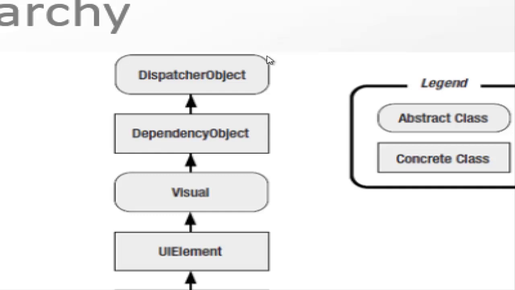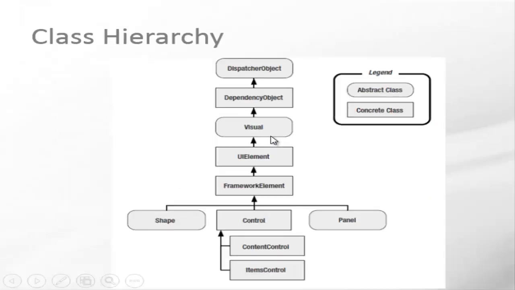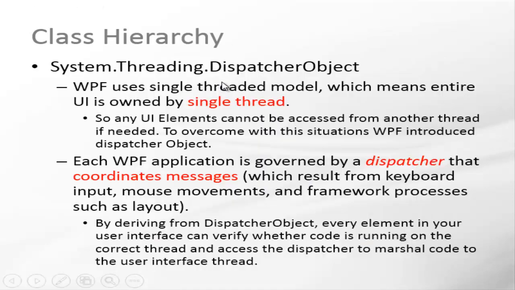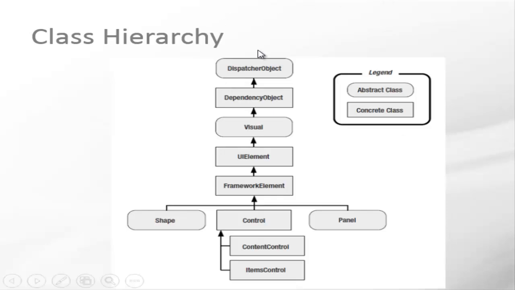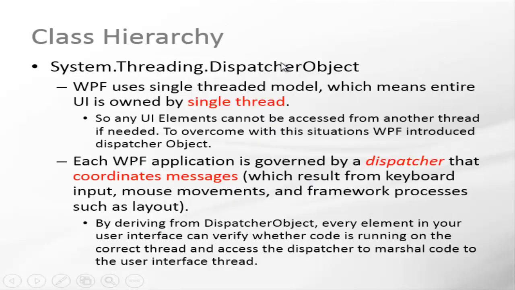Everything is derived out of the object. The ones shown in the rounded rectangle are all abstract classes. The others are concrete classes. I will go through all of them one after the other. Let's start with the dispatcher object. Now, what does this dispatcher object refer to? By the way, if you look here, this is an abstract class. You cannot directly create any object out of that class.